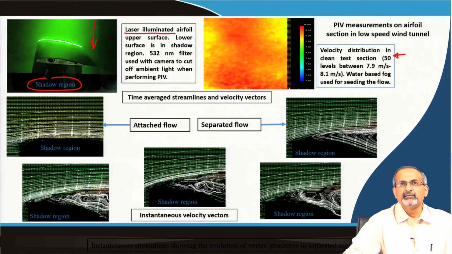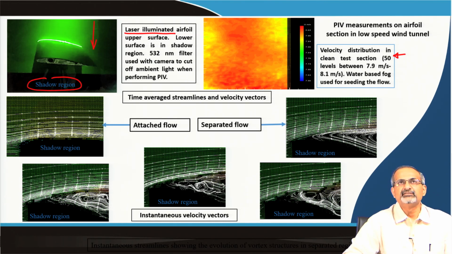And for seeding the flow, we have water based fog being used. It is produced by a fog generator, which produces extremely fine seeding particles, which are essentially the tracers for an experiment like this.